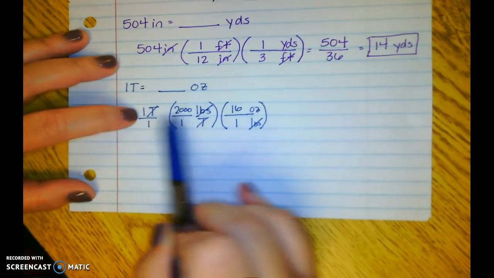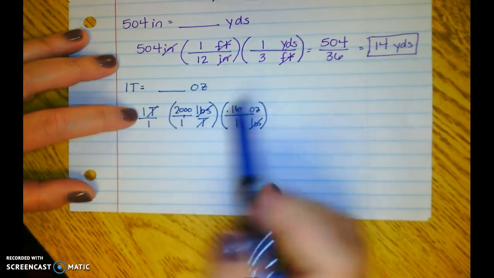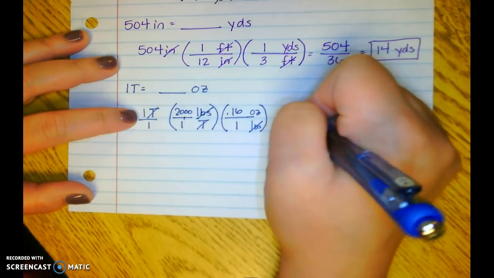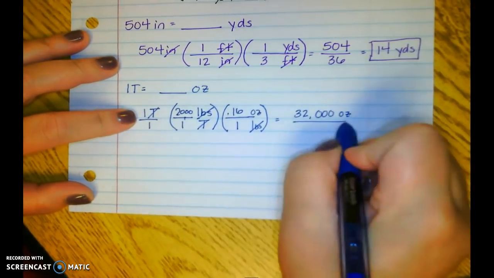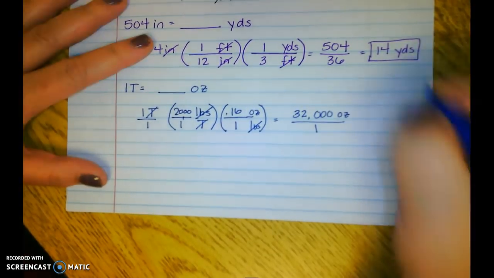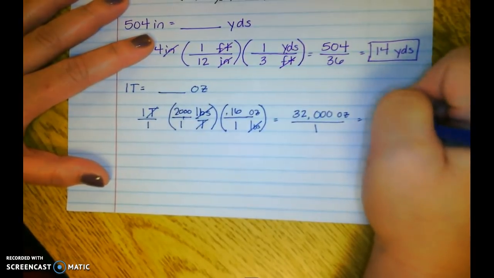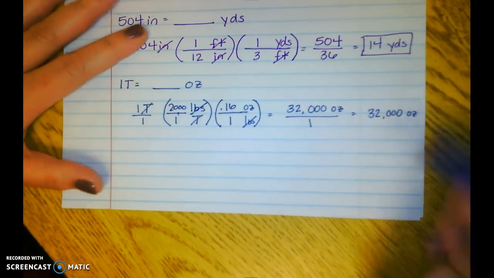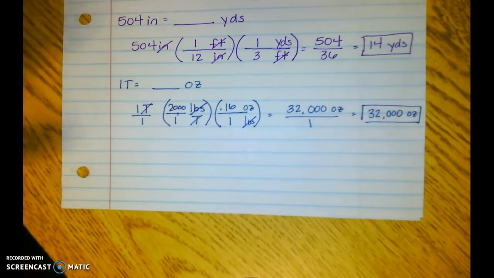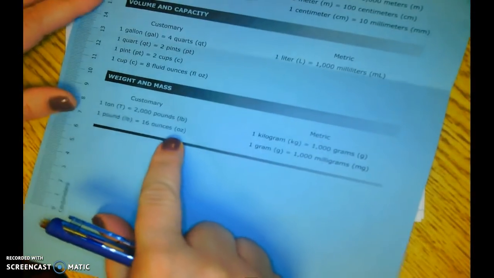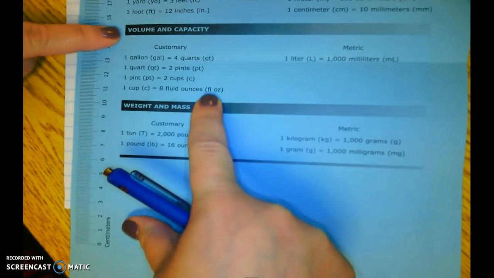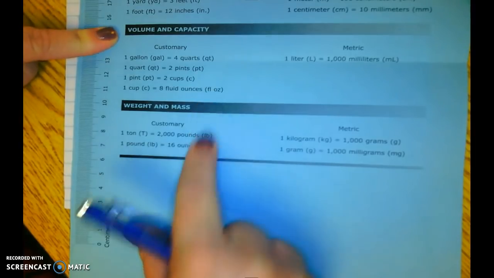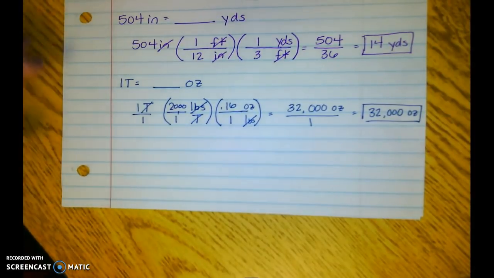Again, multiplying across, 1 times 2,000 times 16 is going to be 32,000 ounces. And that's going to be over 1 times 1 times 1, which is 1. So my answer would just be 32,000 ounces. Make sure that you notice the difference on your formula chart between ounces dealing with weight and mass and fluid ounces dealing with volume and capacity. Okay, so fluid ounces is going to be the liquid version, ounces is going to be the weight. All right, let's do a couple more.